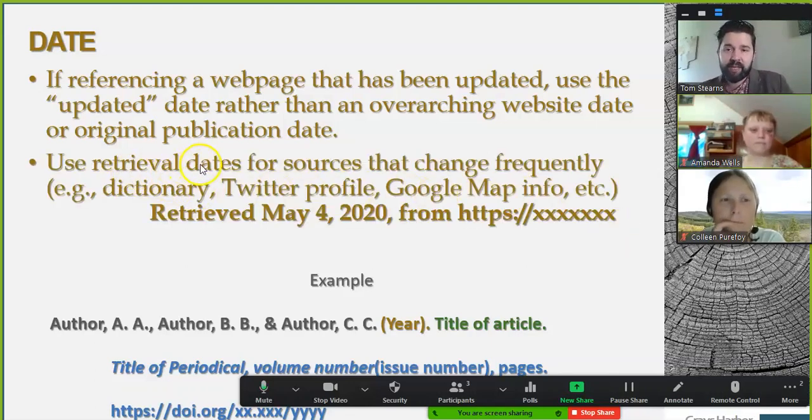You'll use retrieval dates only in certain situations, only for sources that change frequently, like a dictionary, a Twitter profile, a Google Map information, something like that. Those are the only times where you provide retrieved information. And so that's where you would add a line next to the year and say, retrieved May 4th, 2020 from blah, blah, blah. Most websites are not changing frequently, like a Twitter profile, for example. So then you would not need to tell your reader what date you retrieved it.